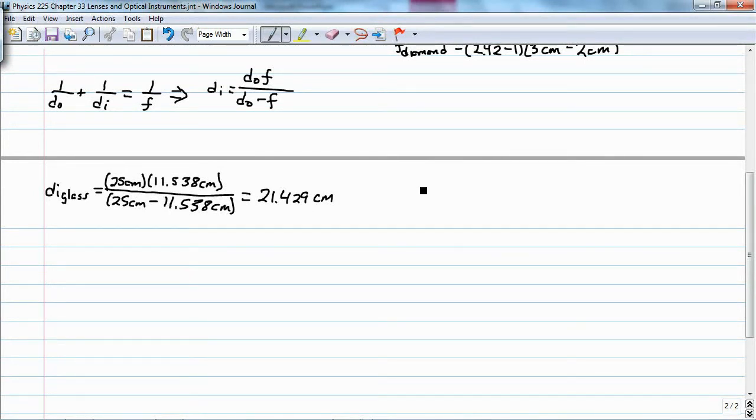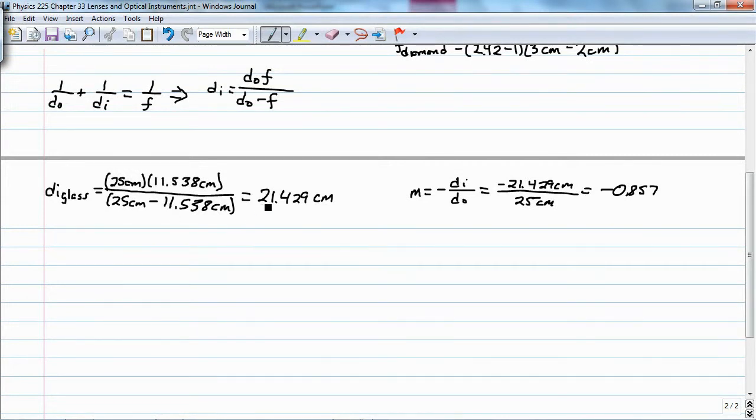Now I can calculate the magnification. Magnification is just negative image distance over object distance. Funny enough, it's the same as our spherical mirrors. And so we have negative 21.429 centimeters divided by 25 centimeters. And that gives us a magnification of negative 0.857, about 86%.